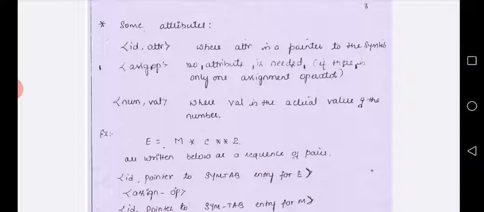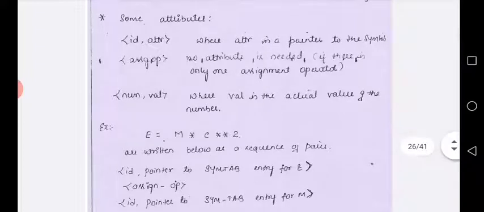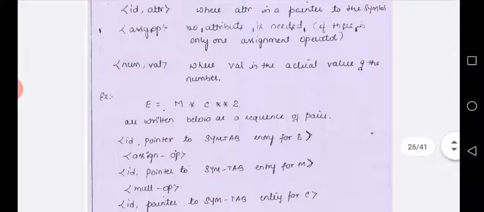As I mentioned, position is equal to initial plus rate into 60. So the equals that we have, we call it the assignment operator, right? If there is only one assignment operator in that particular statement, then there is no need to mention any attribute value for this. Only the token can be mentioned, like assignment operator. Equals is identified as assignment operator. No attribute is needed if there is only one assignment operator. If more than one assignment operator is there, yes, we need to use one. Okay, next.